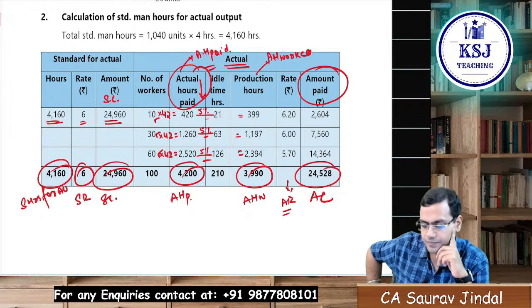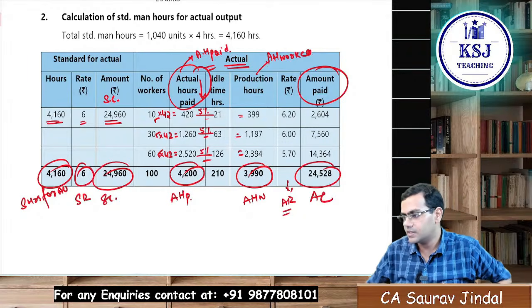Is that clear? The table is clear. First, let me know that the table is clear. Then I have one more point to discuss on this.